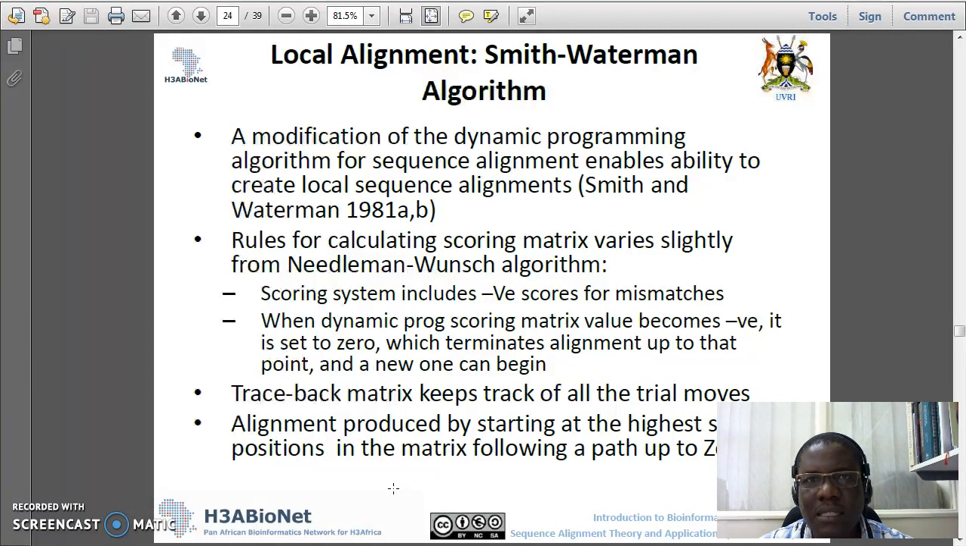And what this ends up doing is it terminates the alignment up to that point so that a new one can begin. Here you also have the traceback matrix, just like in the other algorithm, which helps you keep track of all the trial moves that you have to make. And here the alignment that's produced is the highest scoring one, whereby you start at the highest scoring position in the matrix, following your path up to the point where you reach 0.